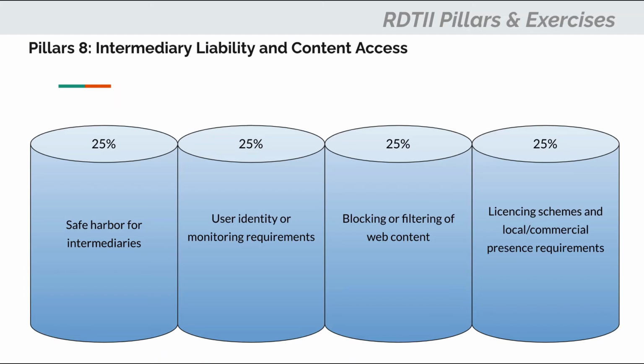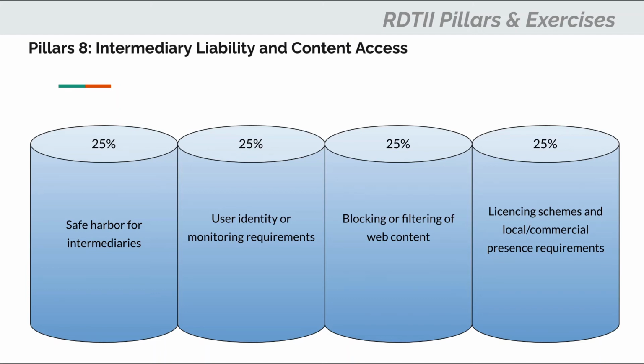First, lack of safe harbor for intermediaries. Second, user identity or monitoring requirements. Third, blocking or filtering of web content. Fourth, licensing schemes and local/commercial presence requirements. An equal weight of 25% is given because each subpillar seems to be equally important restrictions for Internet intermediaries.